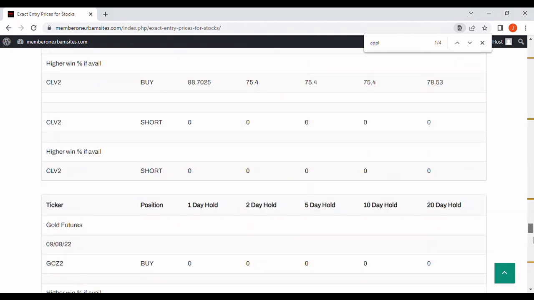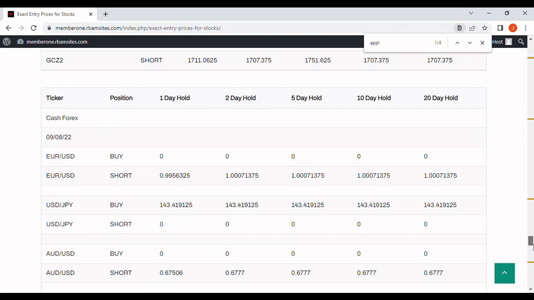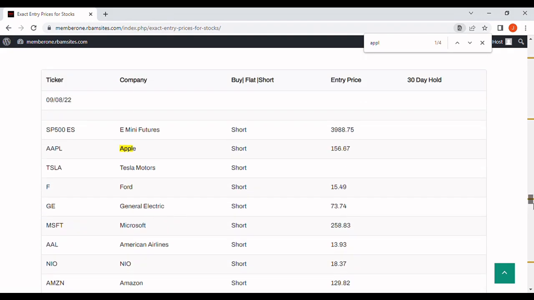Let's go down and take a look at a beta system we've developed down here. This is a traditional moving average system. It's a modified moving average system, and it's really good. It has a 30-day hold period. For Apple, they're saying short at 156.67, and so this has it showing.